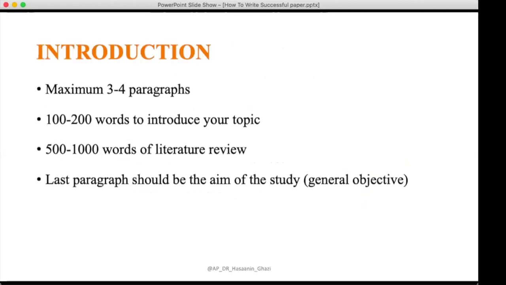The introduction is a maximum of 3 to 4 paragraphs: 100 to 200 words to introduce your topic, 500 to 1000 words of literature review, and the most important, the last paragraph of the introduction section should be the aim of the study, which is the general objective. This is very important. So the introduction is 3 to 4 paragraphs, as we said. It's what we know, what we don't know, and what our paper is adding to the knowledge in this specific area.